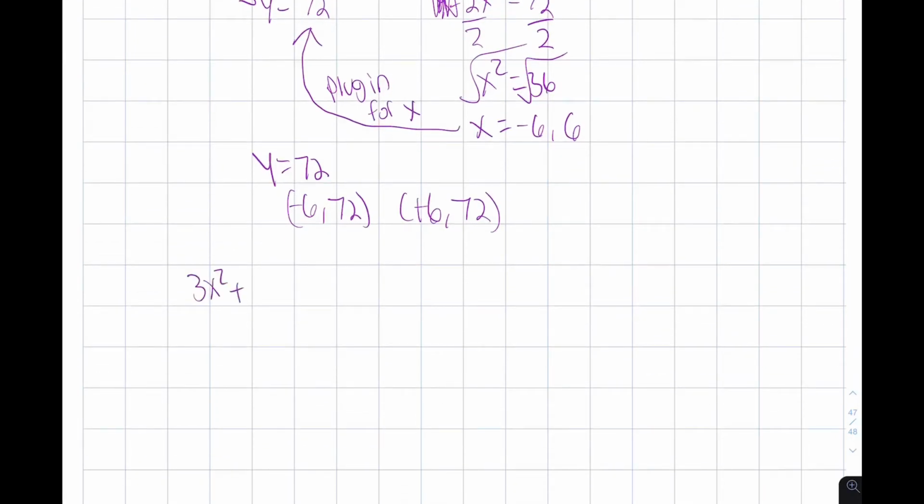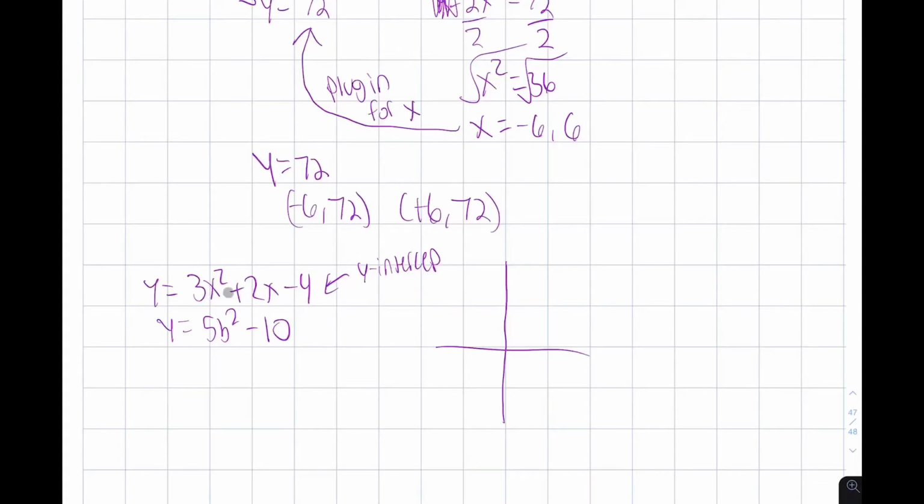3x squared plus 2x minus 4, that's equal to y. And y is also equal to 5x squared minus 10. If I make a quick sketch of this graph, let's just approximate that first one. This is the y-intercept. And then we have some things going on the left over there.